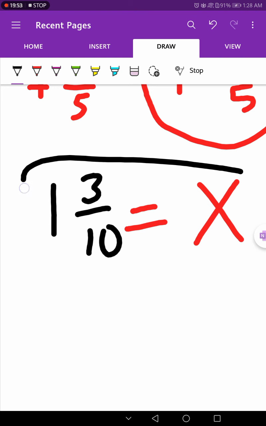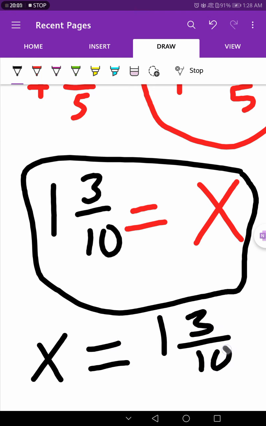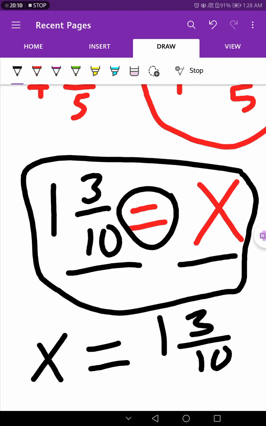Teacher, the x at the right, we all the time used to do it like this. Doesn't matter, my dear students. Left and right, because the equality is between them. It doesn't matter. That's all.